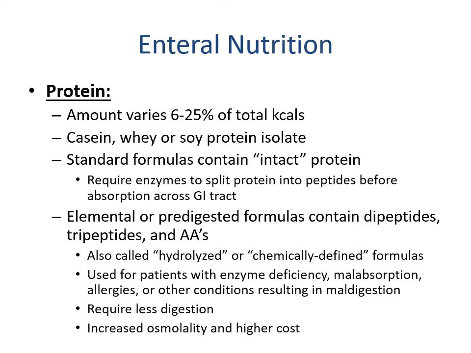We also have elemental or pre-digested formulas, which contain dipeptides, tripeptides, and amino acids. You may also see on the label hydrolyzed or chemically defined formulas, and these are used for patients with enzyme deficiencies, malabsorption, protein allergies, or other conditions that result in maldigestion. So these modified dipeptide, tripeptide, and amino acid formulas require less digestion, but they have an increased osmolality, so these may affect the GI tract, and they come at a much higher financial cost.